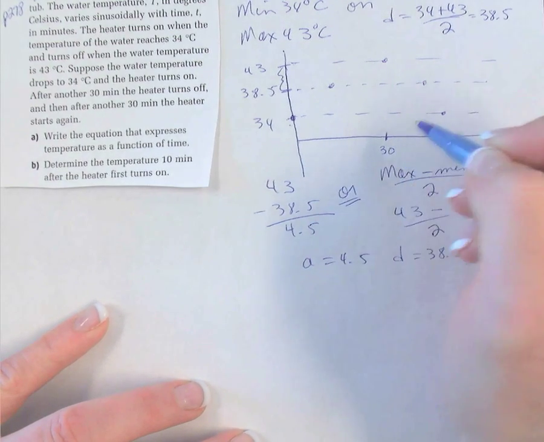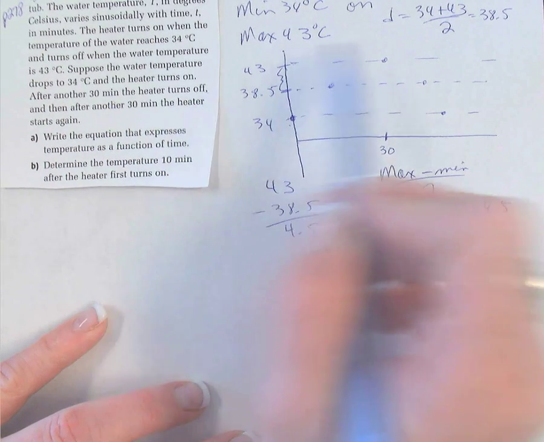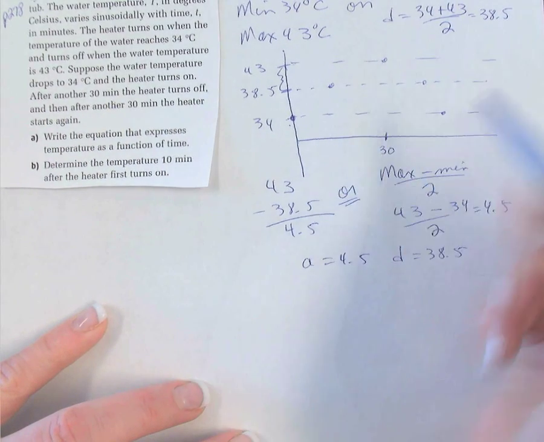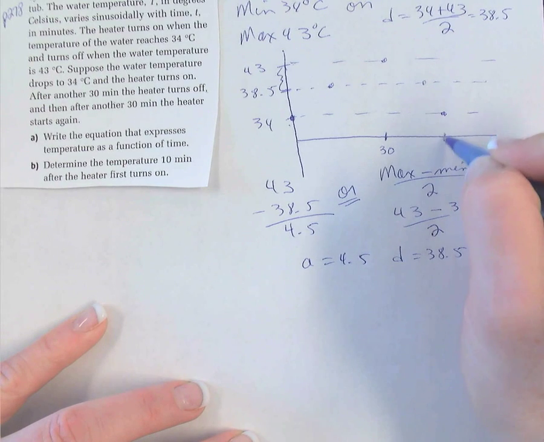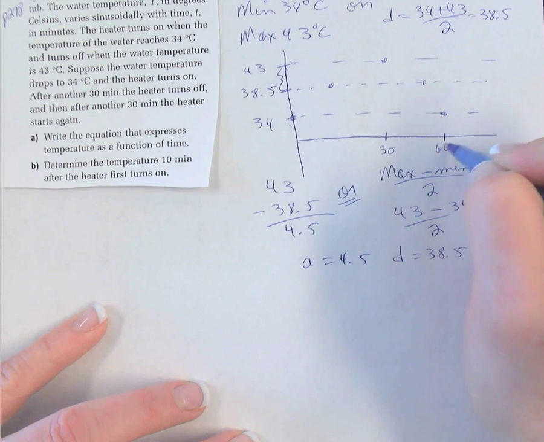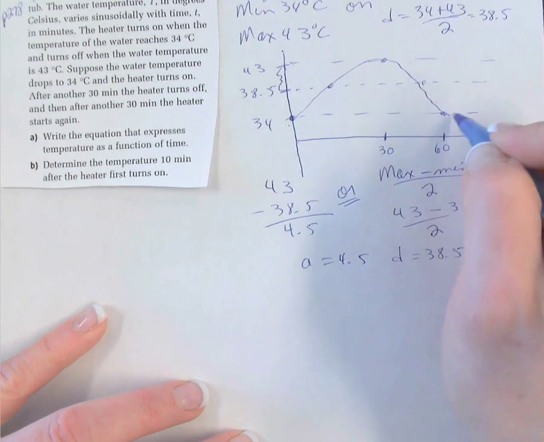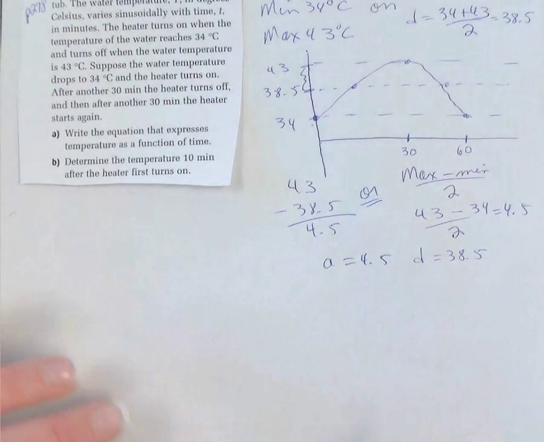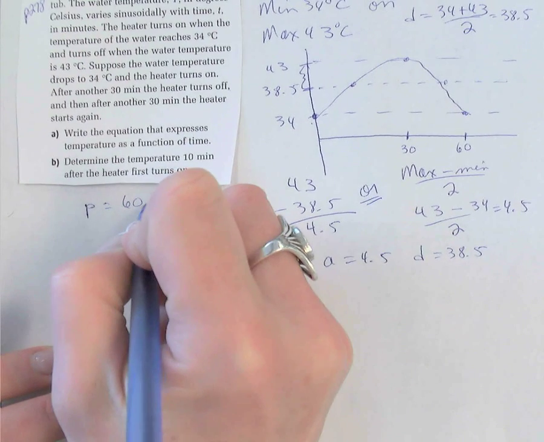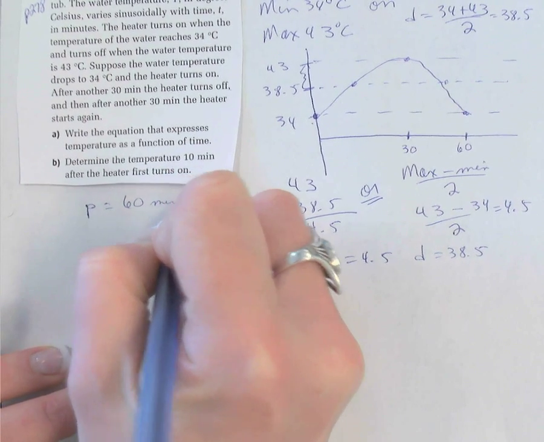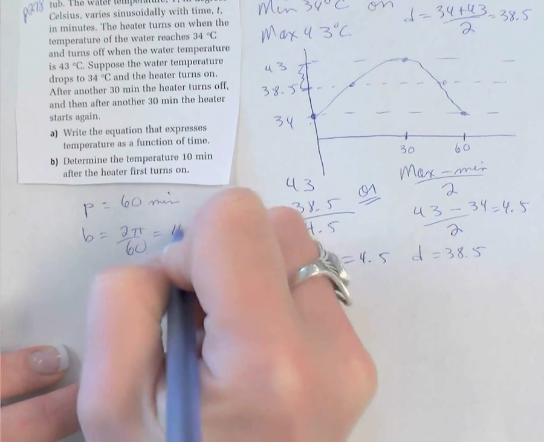Then it says after another 30 minutes the heater turns off. It's reached its max temperature, so it's turned off at 30 minutes, and it won't start again until it reaches another 30 minutes, which is 60 minutes. So from this distance right here, we've had one cycle, which is the period. So that means our period is 60 minutes. Our B value then is 2 pi over 60, which is pi by 30.